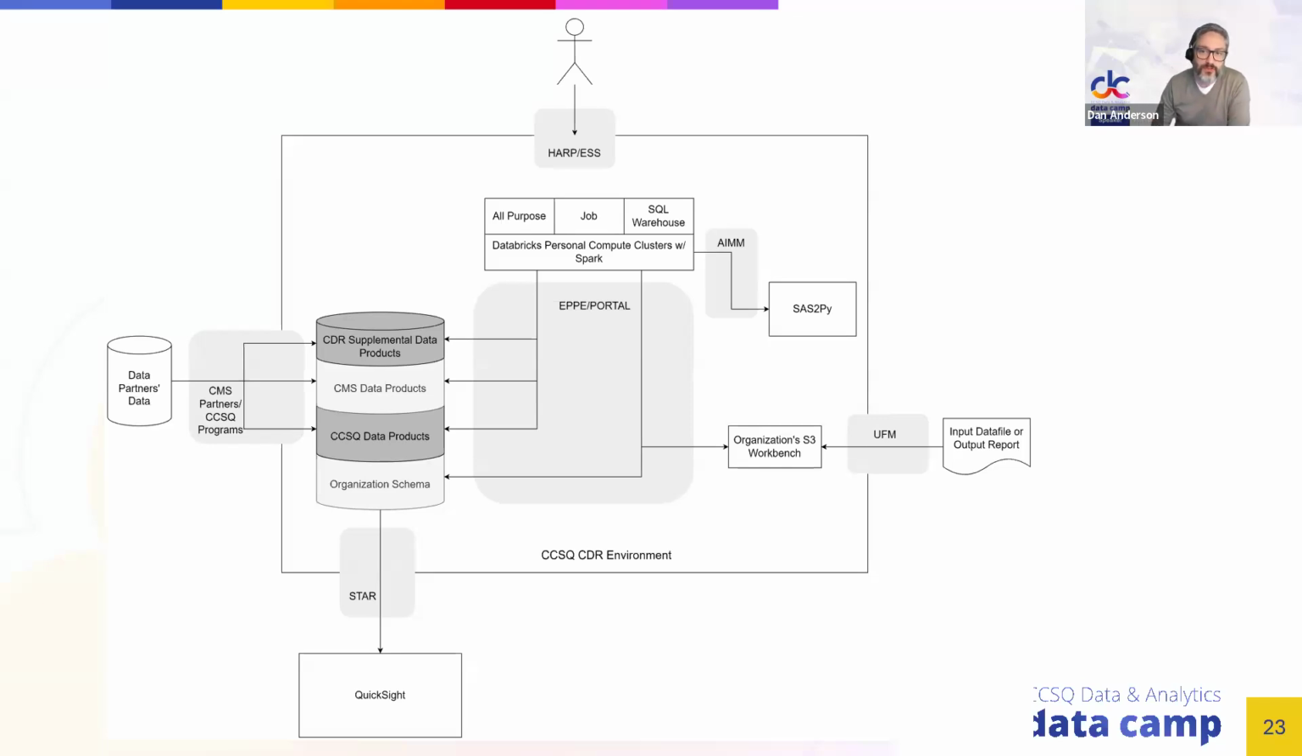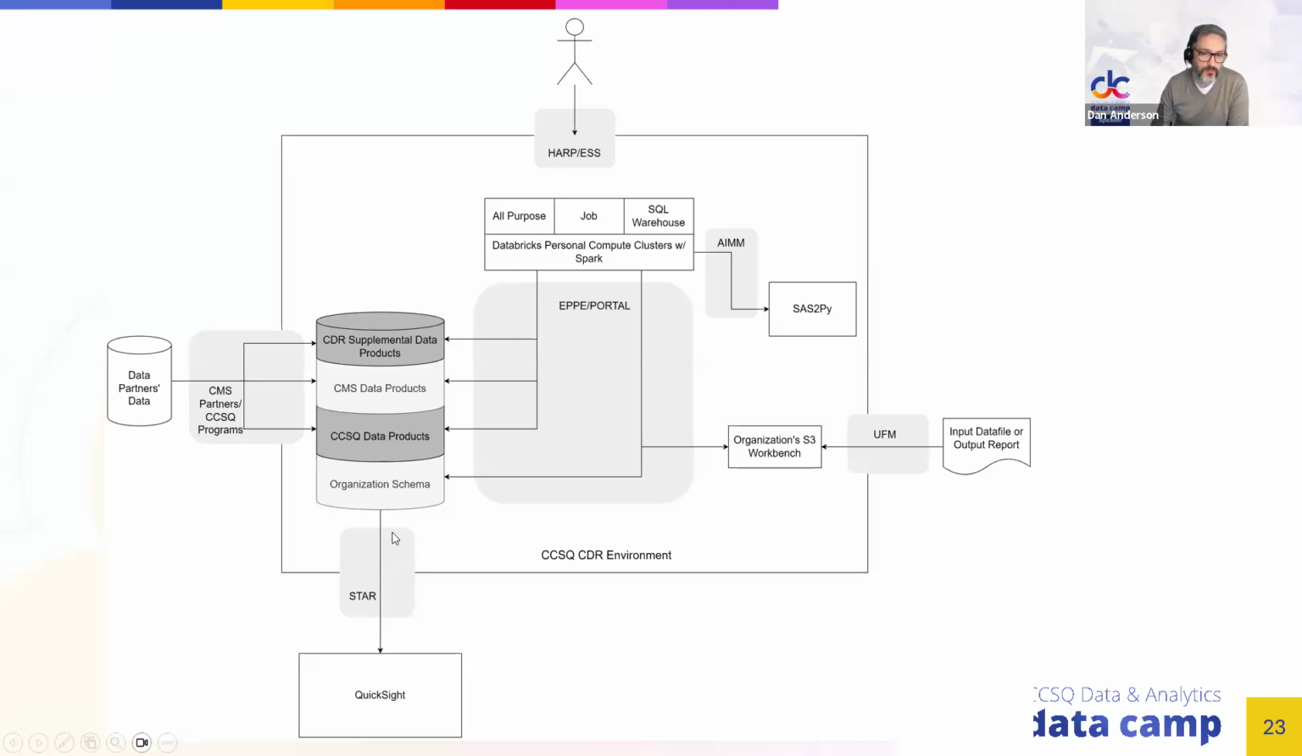The personal compute is in the center over here. You've got your all-purpose, you've got your job and your SQL warehouse. These compute clusters are working with AIM, which allows them to have access to SAS to Pi and all the support work that SAS to Pi has provided for our user base. All of your compute cluster access to the CDR data.